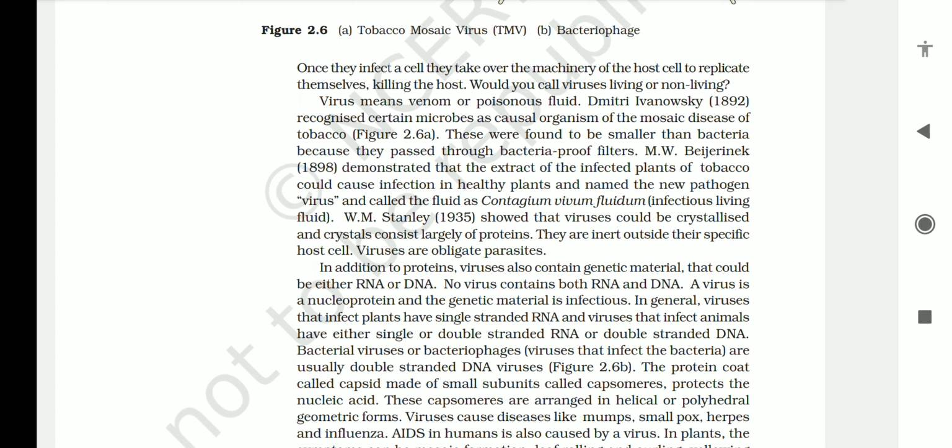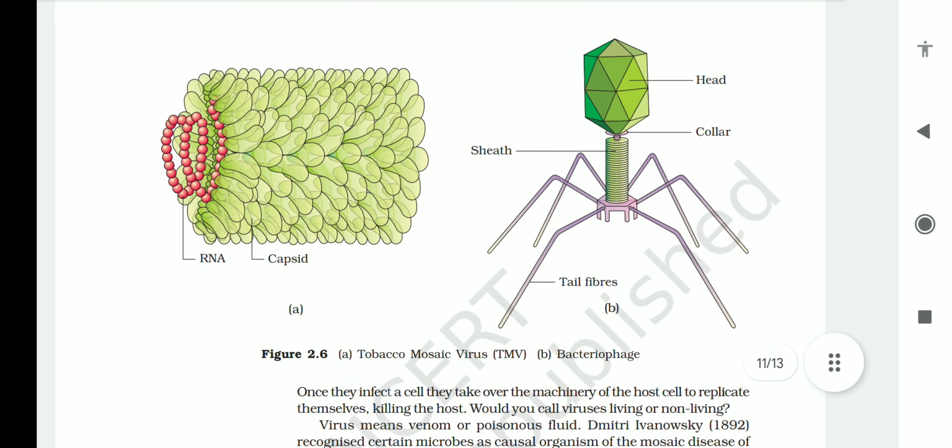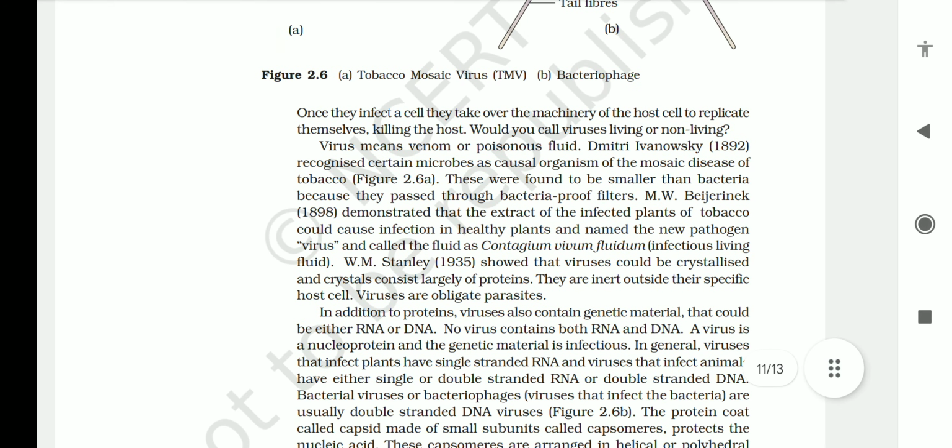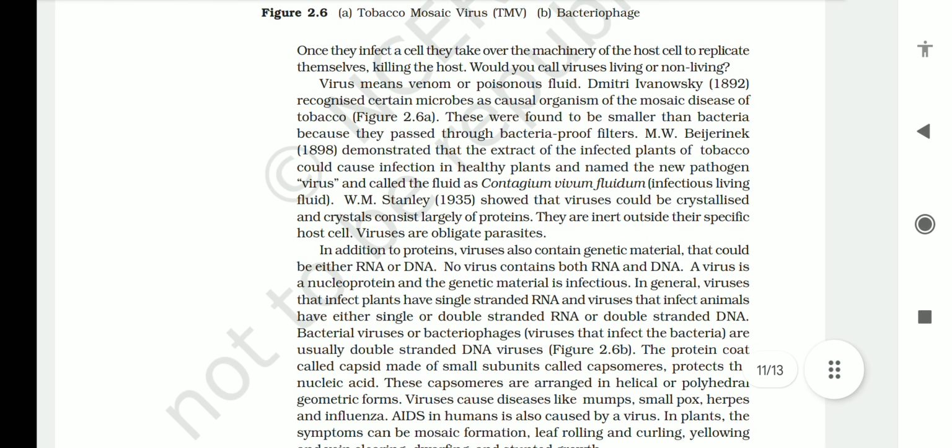Virus means venom or poisonous fluid. Dimitri Ivanovsky in 1892 recognized certain microbes as the causal organism for the mosaic disease of tobacco. You can see it in figure 2.6a, tobacco mosaic virus, TMV. These were found to be smaller than bacteria because they pass through bacteria-proof filters.